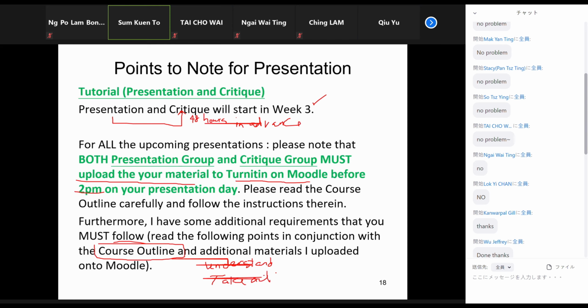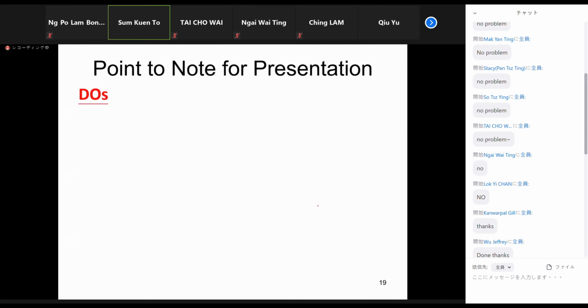Okay, and that's why in addition to the course outline, I will upload this PowerPoint slide to all of you because it lays out some other requirements, such as slide number, reference number, and so on. All right, these are the additional requirements that you need to follow. Where's my pointer? Okay, pointer up here.